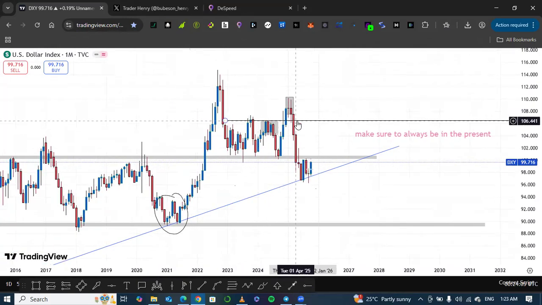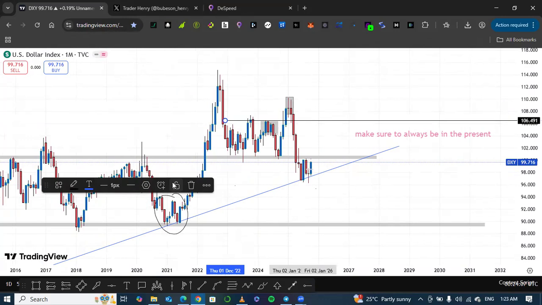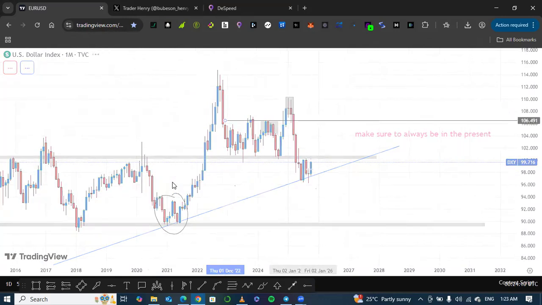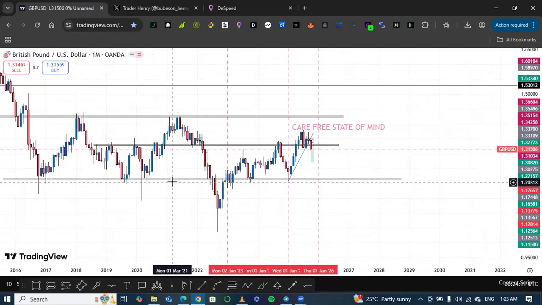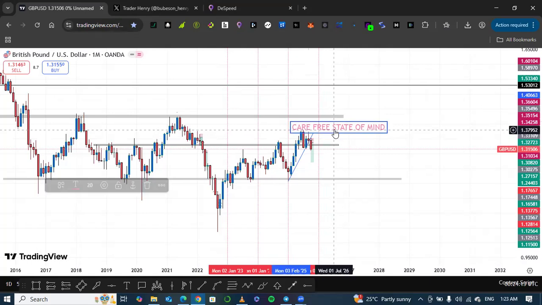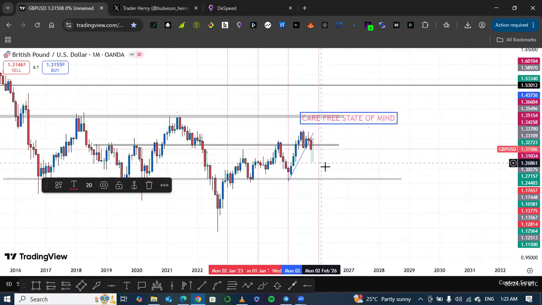I see the SY getting back to this black bar here. So that's it on the SY. So let me go and analyze GPUSD. This is on a monthly time frame.